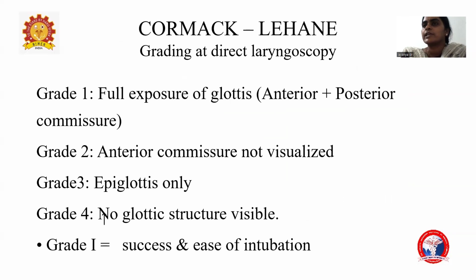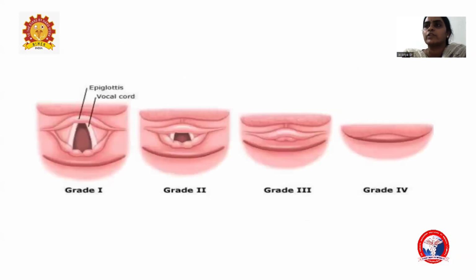Grade 1 is full exposure of the glottis, anterior and posterior commissures. Grade 2 is anterior commissure not visualized. Grade 3 is epiglottis only. Grade 4 is no glottic structure visible. Grade 1 means more success and ease of intubation.